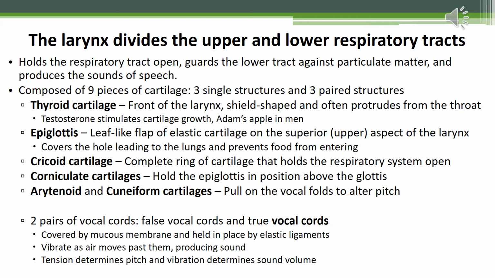And then the last single piece of cartilage is the cricoid cartilage, which is a complete ring of cartilage that holds the respiratory tract open. And I'm pretty sure this is the only complete ring structure in the body. And then there's the corniculate cartilages, which hold the epiglottis in position above the glottis and ensure that it doesn't collapse when it doesn't need to.